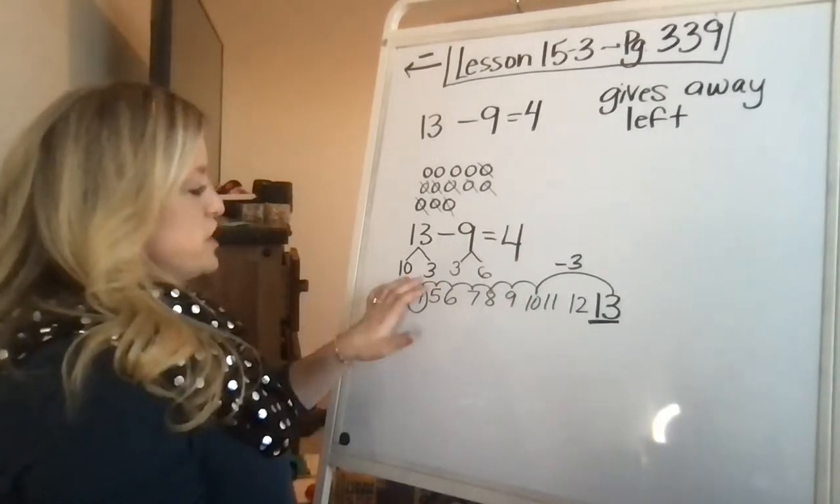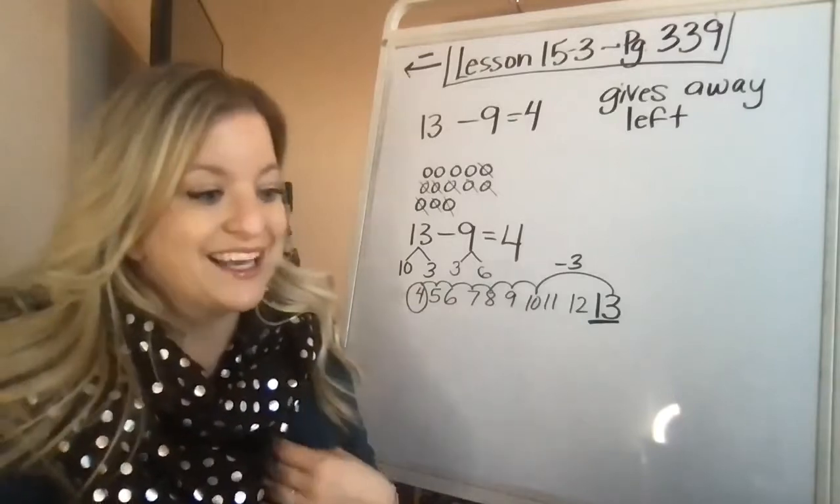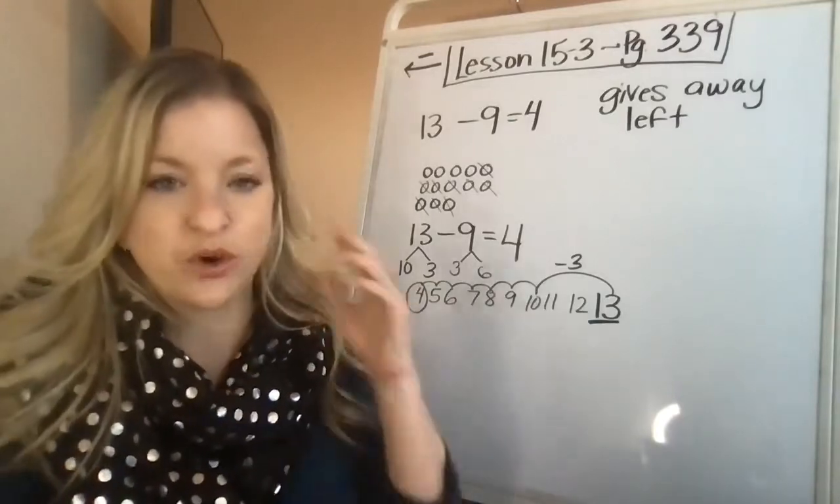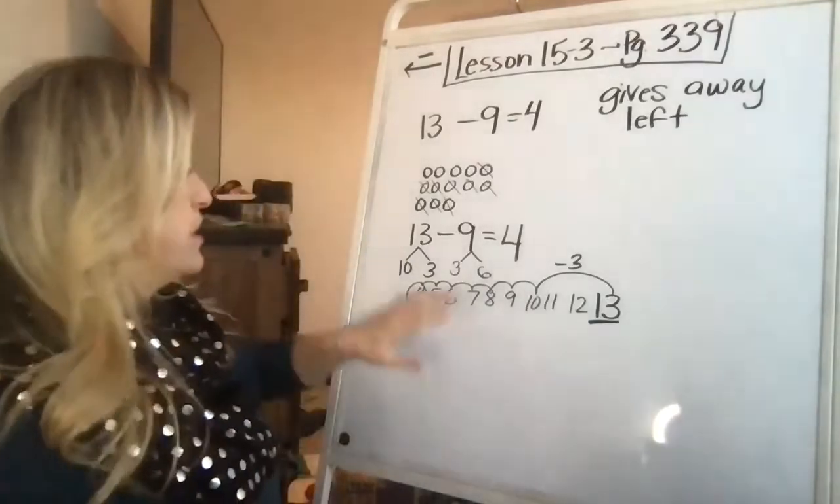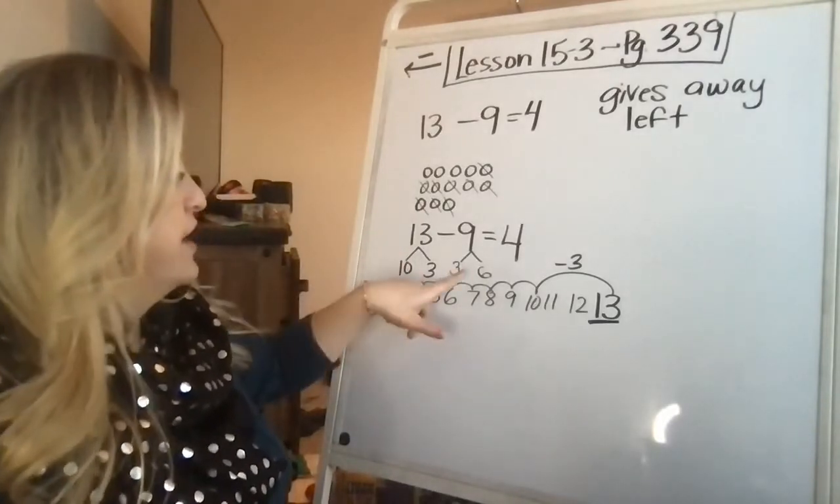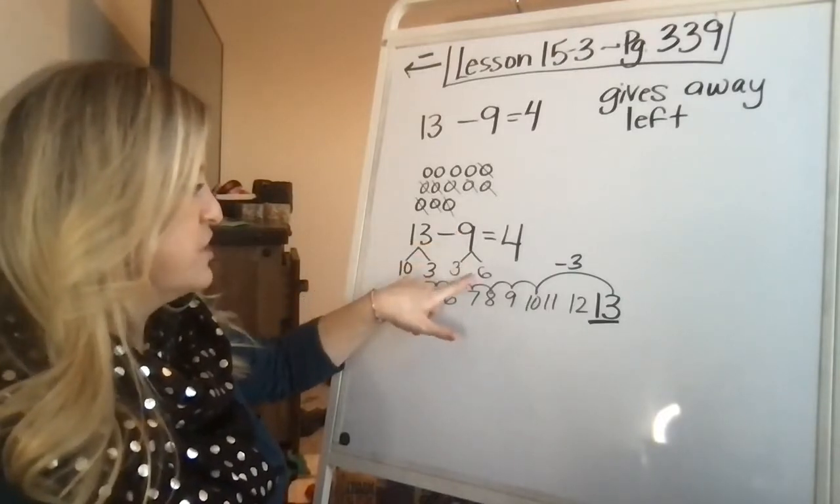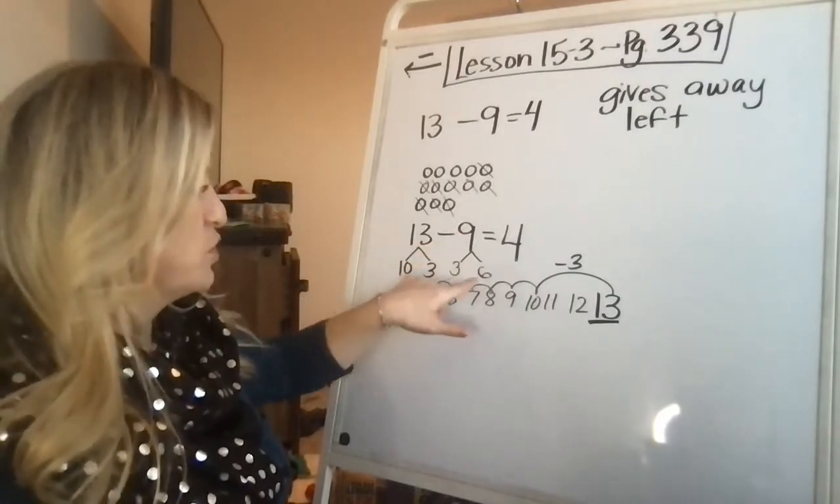So the book doesn't break apart 13 into that number bond. I like to do that because I think it gives you guys a great visual. You're able to see really quickly, oh yeah, 13 breaks down into 10 and 3. And so then I take that 3 out of the 9. I have 6 left over. I need to jump 9 total spots.